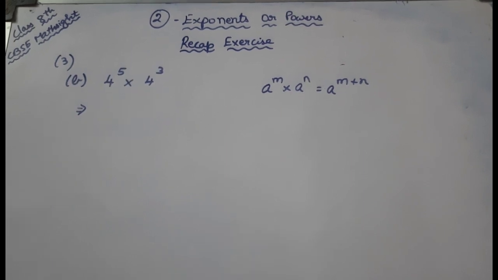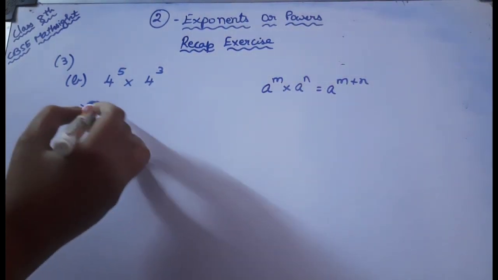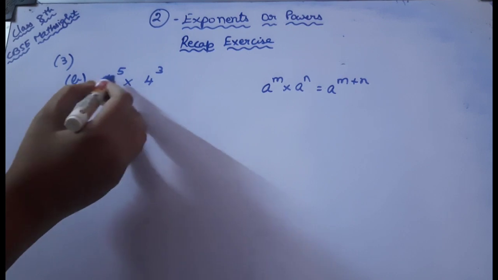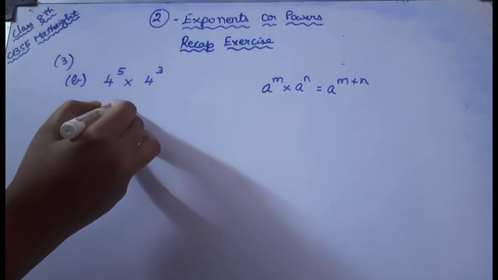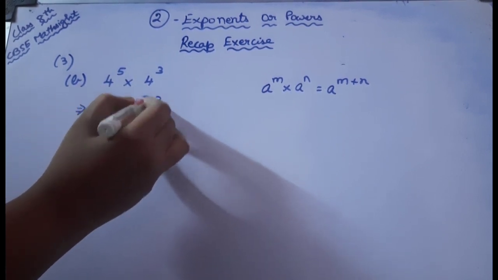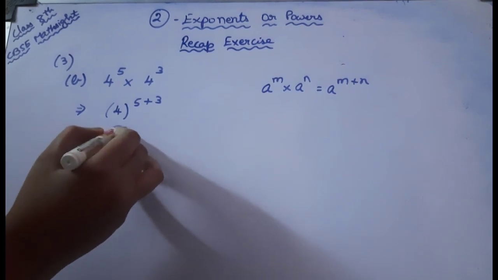We are going to see the second sum, 4 to the power of 5 into 4 to the power of 3. We can again use the same rule where we have the same base with different powers. So we can write 4 to the power of 5 plus 3, which is nothing but 4 to the power of 8.